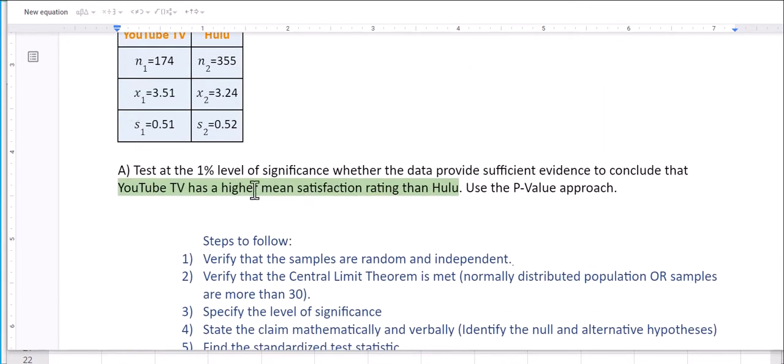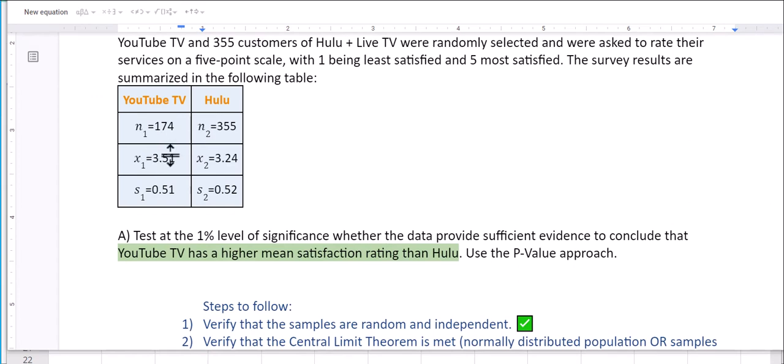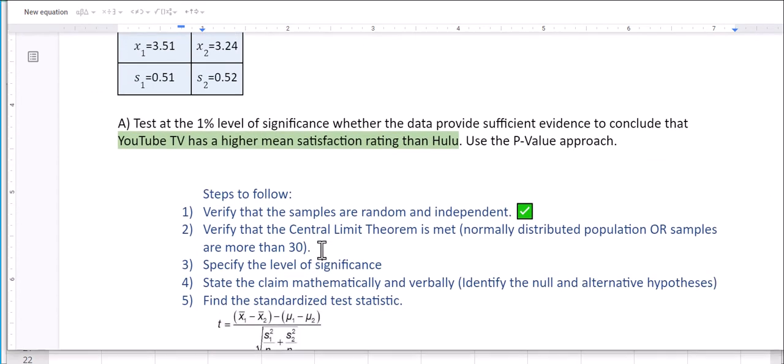So in our case, we can say that they are independent. So this one we can put a check mark on. Verify that the central limit theorem is met: normally distributed population, or our samples are more than 30. Samples are more than 30, so yes, we can put a check mark on that.